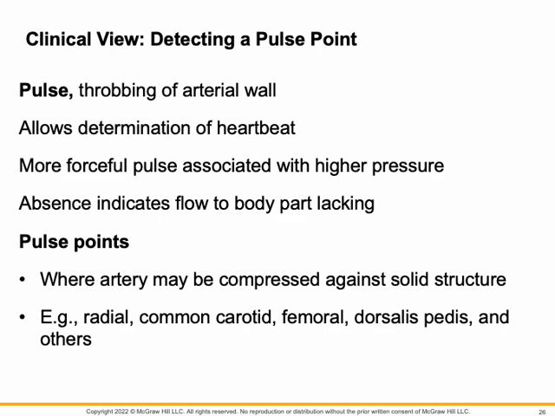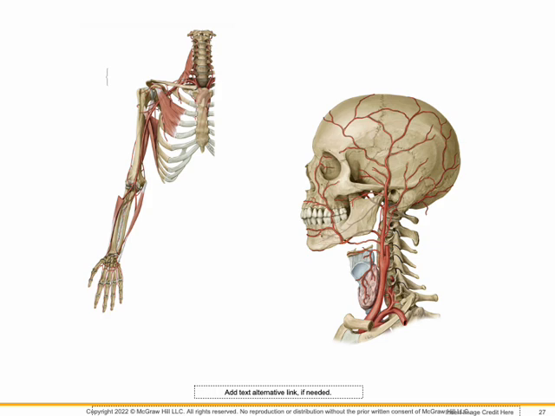Some common pulse points: the radial artery, on your thumb side, your carotid pulse, femoral, and one called your dorsalis pedis, which is on the top of your foot. You can also get your posterior tibial pulse, which is on the back side of your medial malleolus, kind of on the back side of your inner ankle. So here are a few examples of where you could feel those.